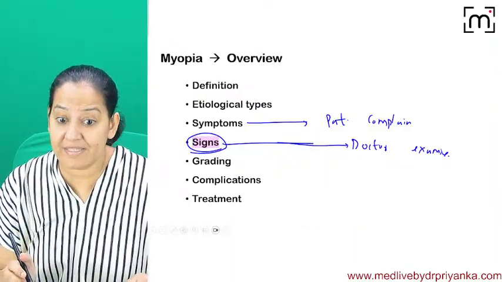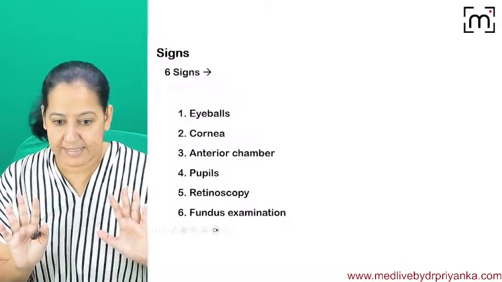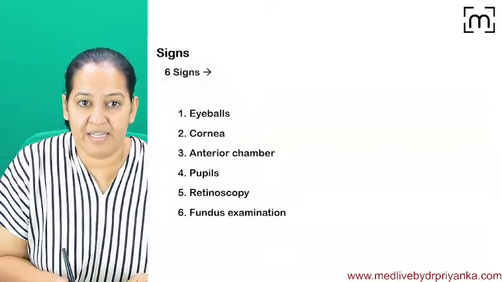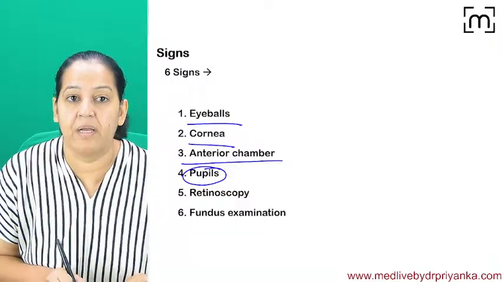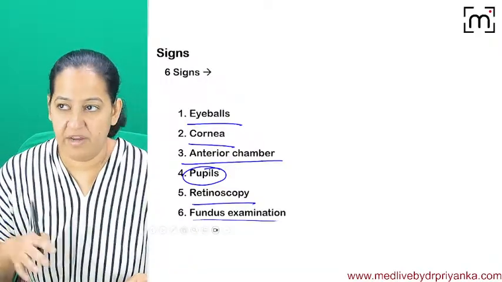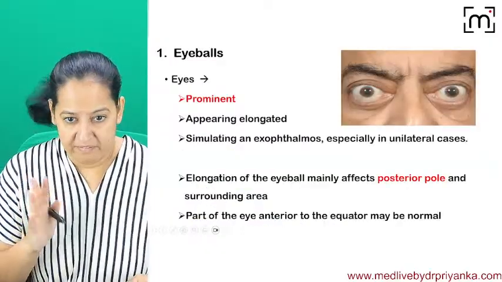Now, what does the doctor have to examine? That is the signs. Again there are six signs, the same six signs. We will examine eyeball, cornea, anterior chamber, but additionally here we are examining pupil, retinoscopy and fundus examination. We are not doing A scan here, or we can do A scan also. So one by one.